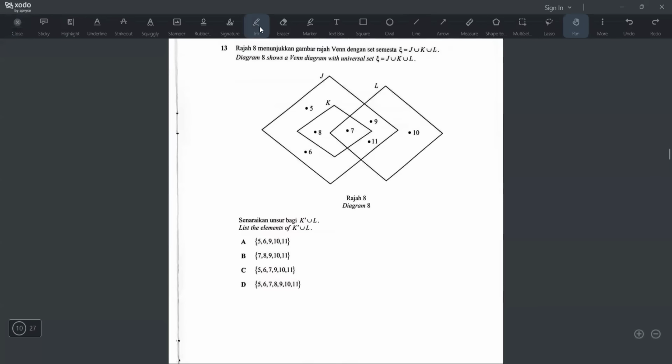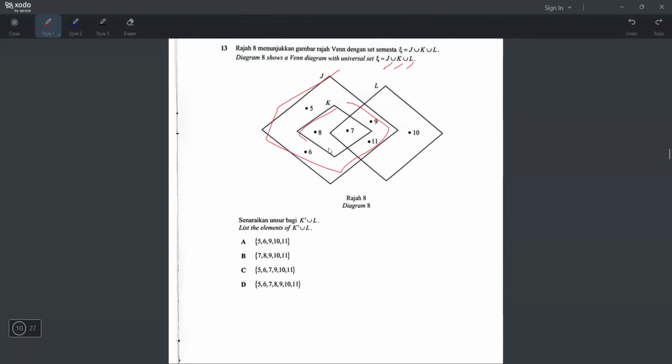Number 13, this one is from Form 4, chapter 4. It's called operation on sets. Okay, diagram 8 shows a Venn diagram with universal set J union K union L. That means J and K and L, when you combine the three, you get the whole set. Okay, list the elements of K complement union L. Very easy. Let's list K complement's elements and then list L and then take the union. Alright, K complement means everything other than K. Take everything except K. Okay, K has 7 and 8.